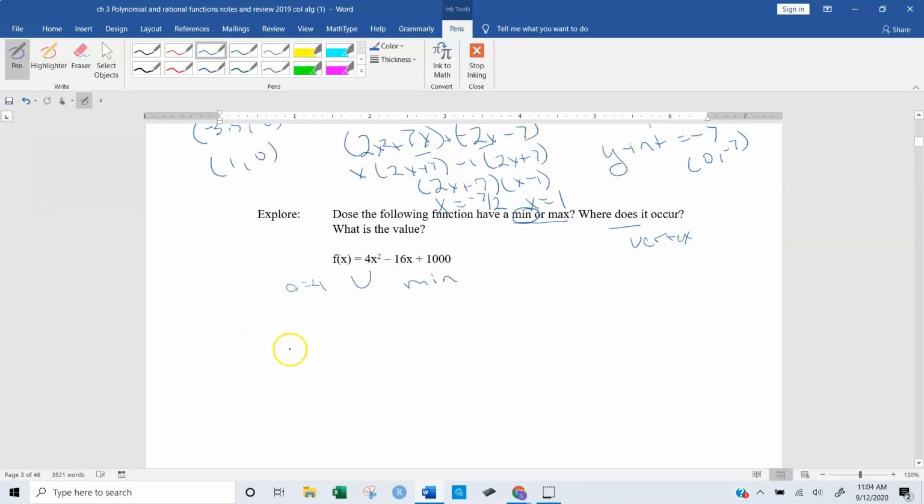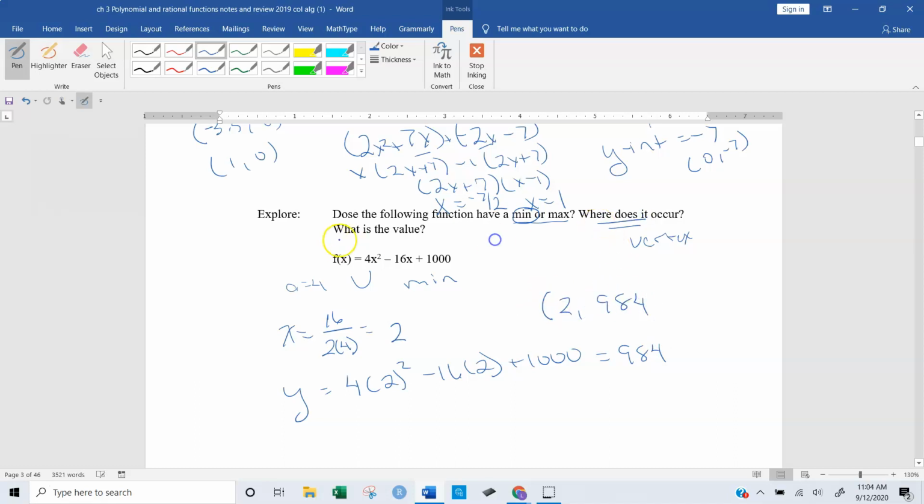Is what it's asking. So we're going to do x equals the opposite of b, so positive 16 all over 2a, which is 8, which gives you 2. We must plug that in to find our y value. So y equals 4 times 2 squared minus 16 times 2 plus 1,000. And you would have got 984. So my point is 2 comma 984.